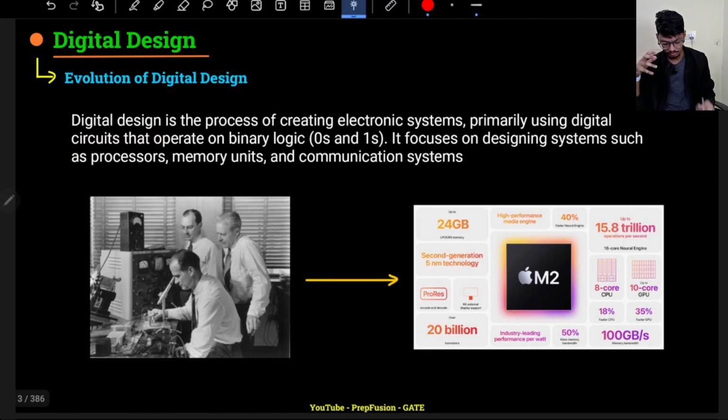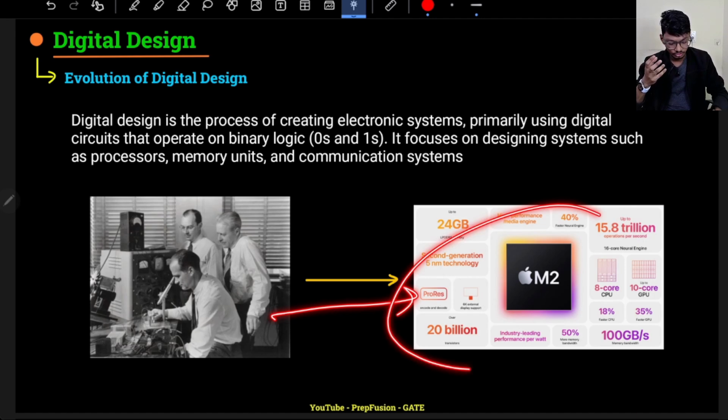I hope this is a very famous picture. I think this is from the Bell Laboratories, where they were building a supercomputer which was not able to process much, but the computer was so much bulkier. I think it was around the 1960s or something like that.